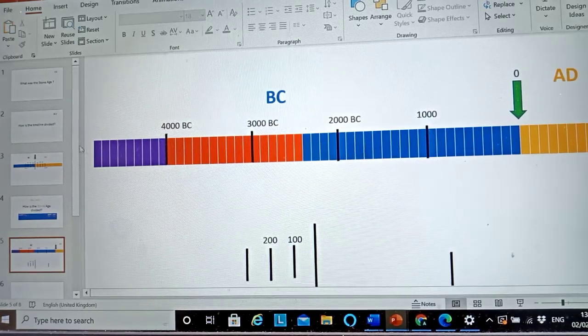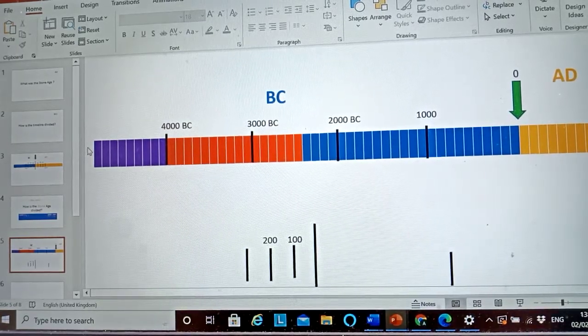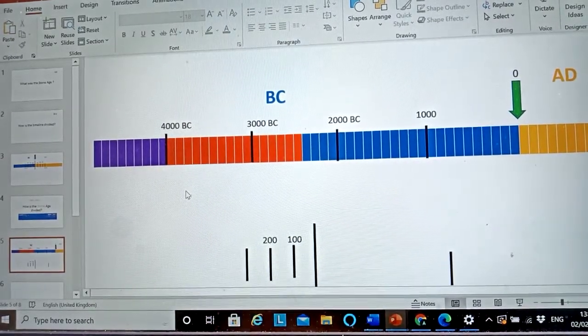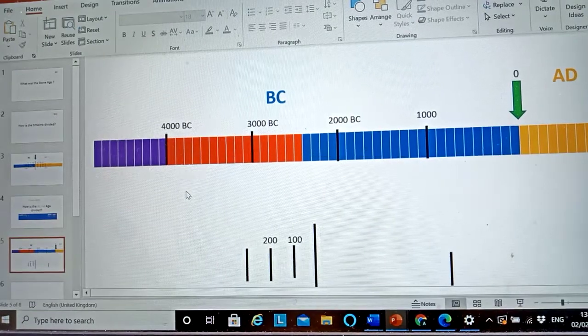We can't show the Paleolithic because the timeline isn't long enough. The Paleolithic goes back and back and back. That's your humanities task today, is to make me one of those. Make me a timeline that goes back 4,000 years.